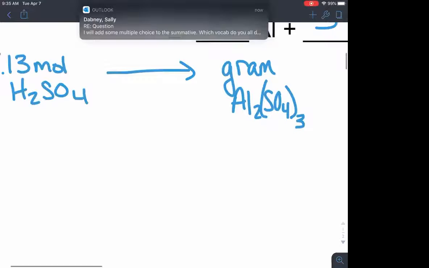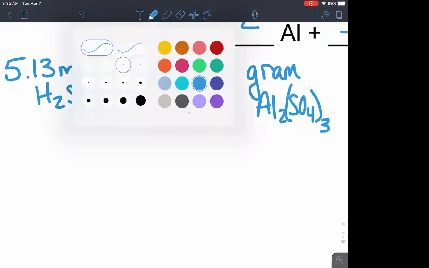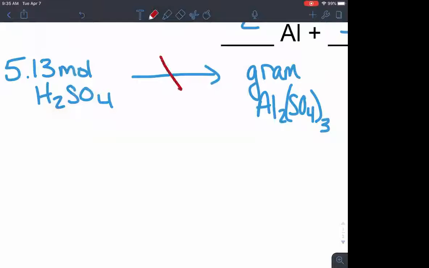Now we need to determine, can we go from moles of H2SO4 to grams of Al2(SO4)3? Is it possible to go from moles of one compound to grams of a different compound? Before break, were we ever able to do that? No. So we can't do this type of problem with one step, because we can't go from moles of one compound to grams of a different compound.